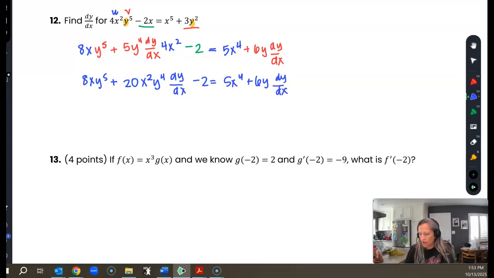And then it doesn't matter which way you decided to maneuver things. I personally felt like there was less movement necessary if I subtracted off this 5x to the fourth, and then subtracted it. I don't think I did this, but now that I'm working through it here, that's what I'm doing this time.